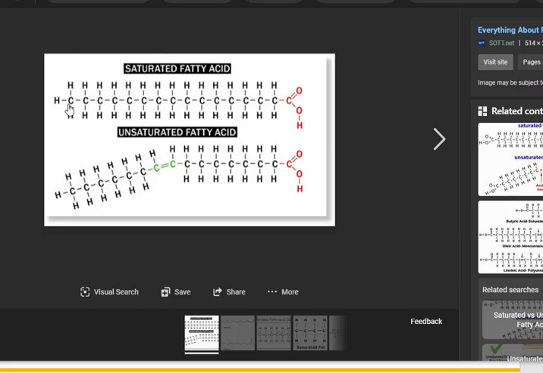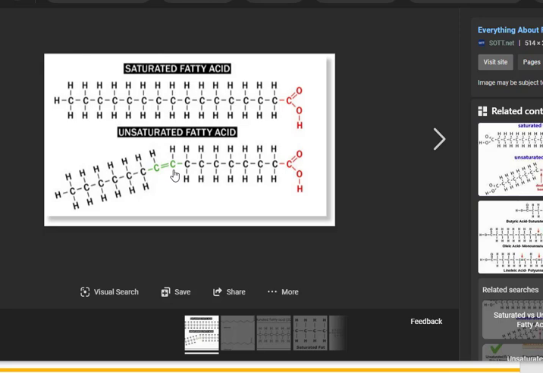So what they're talking about with saturated is every carbon has a hydrogen and a carbon. So it is saturated with hydrogens, completely saturated. There's no place to put another hydrogen. The unsaturated fatty acid, look, right here, I could put a hydrogen right there, and I could put a hydrogen right there. So this is unsaturated.